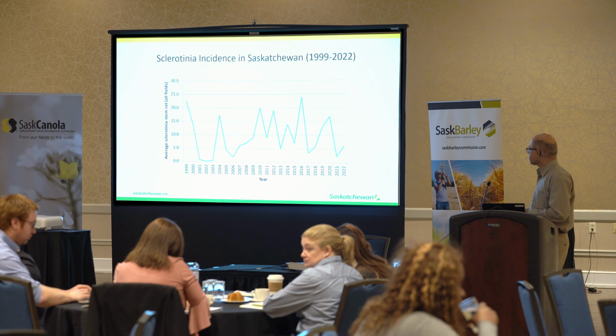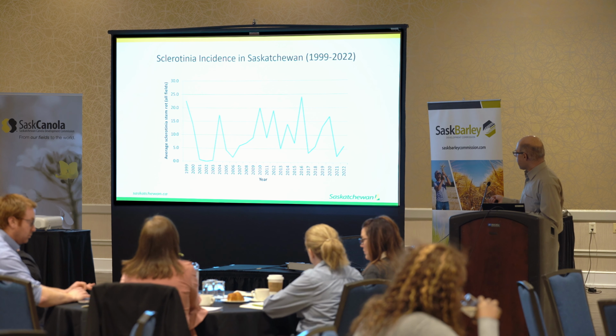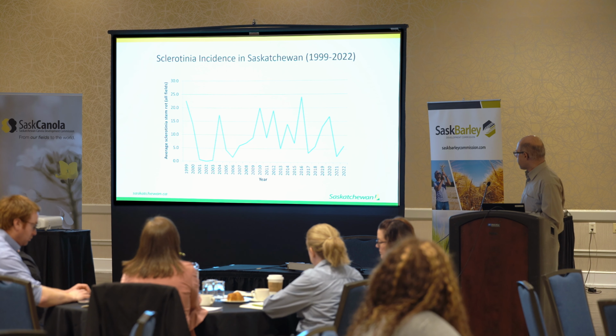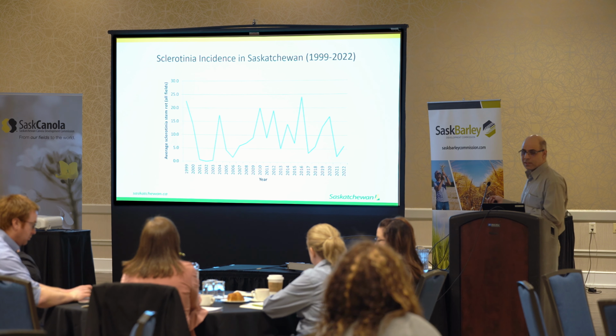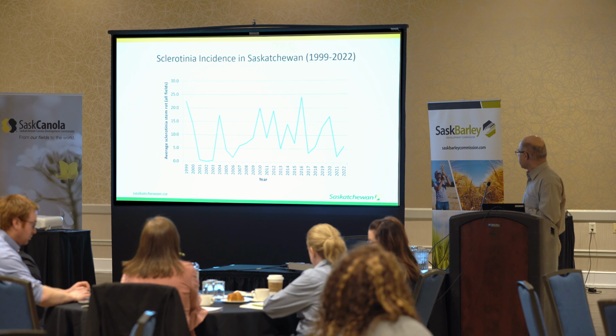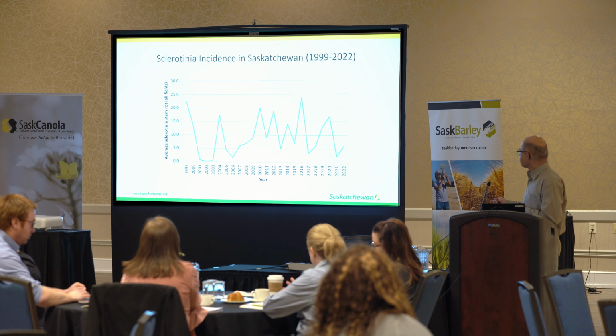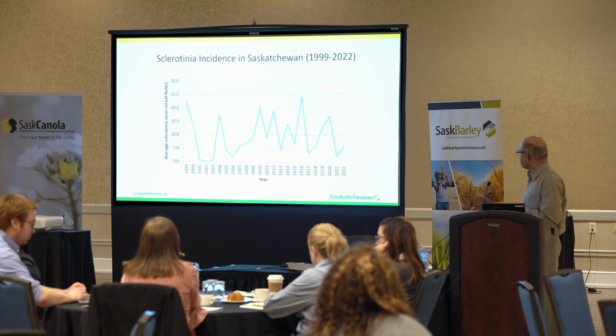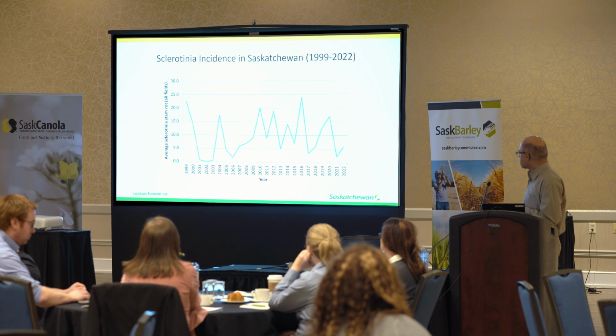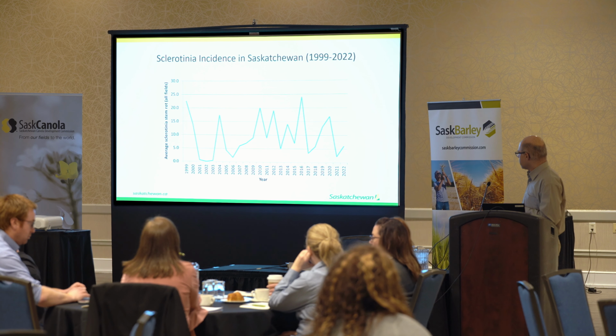So over years, again, these ups and downs over the years back to 1999, it just shows how dependent this disease is on moisture. Like in 2016, which was a very wet year, we got up to 24% incidence. And like 2021, which was very dry, we got as low as 2%. And then again, this year we got back to 6%, so almost 3 times more than 2021, because it was moist in very many areas of the province.